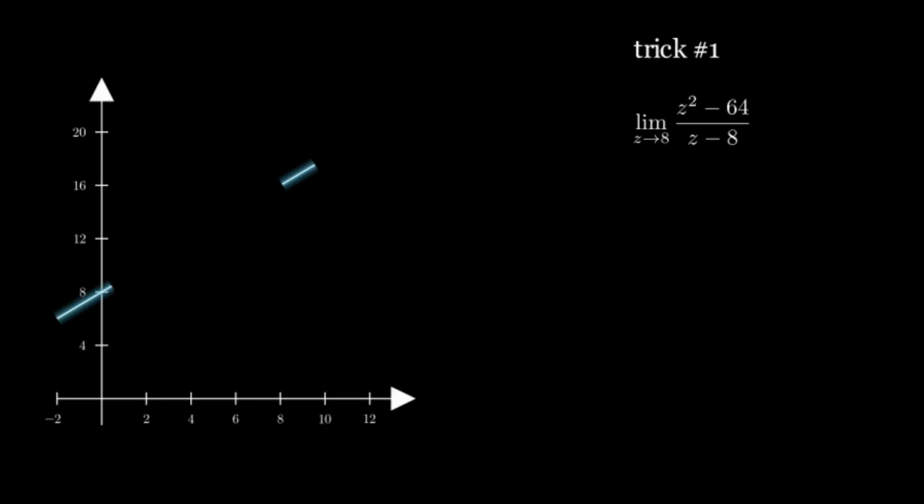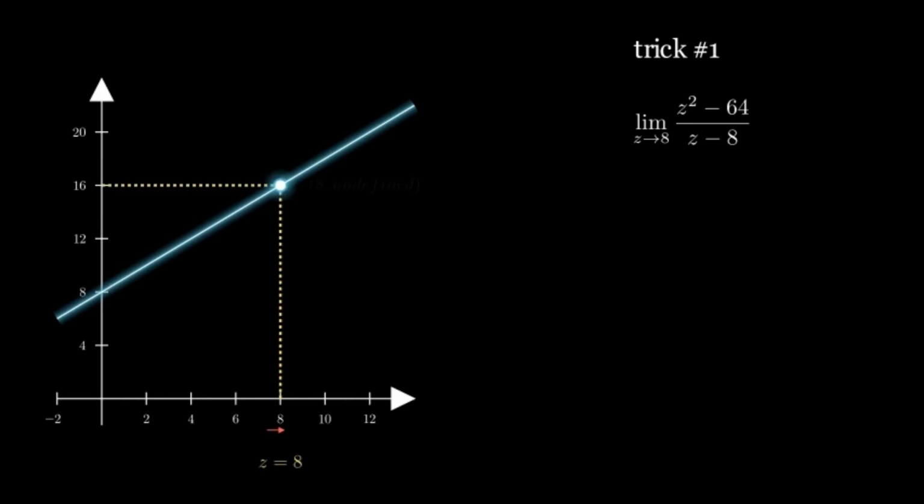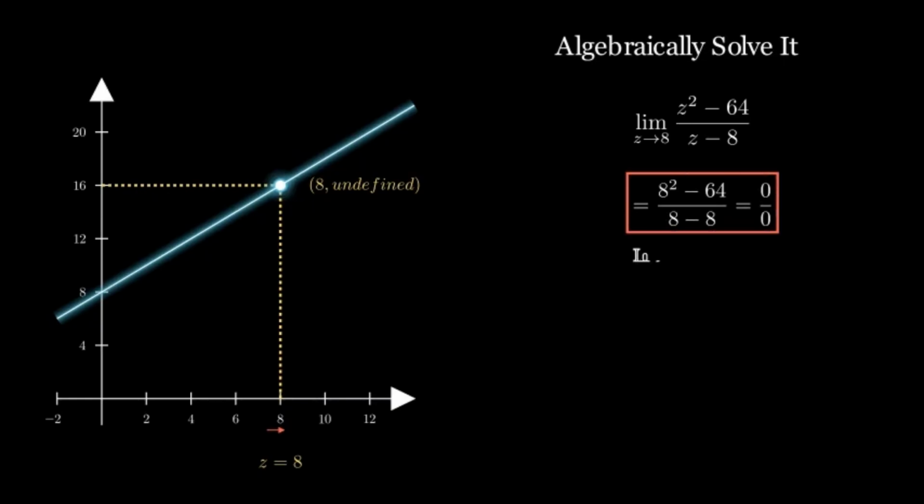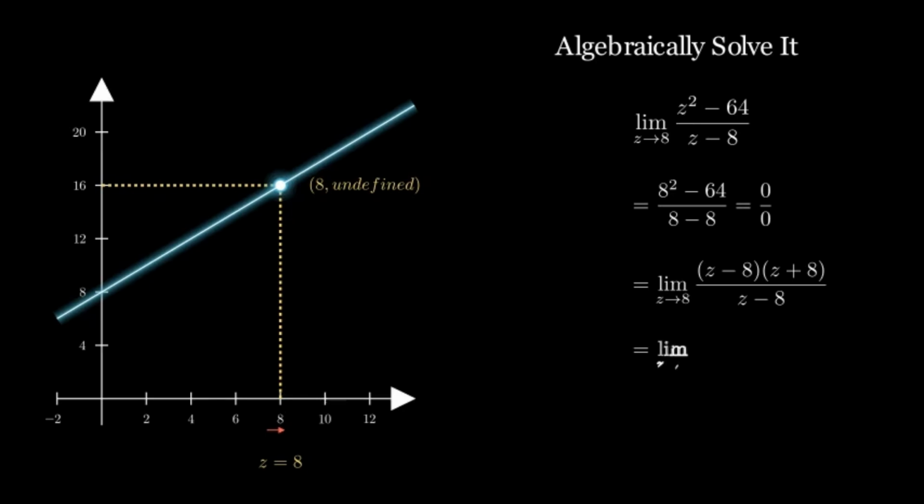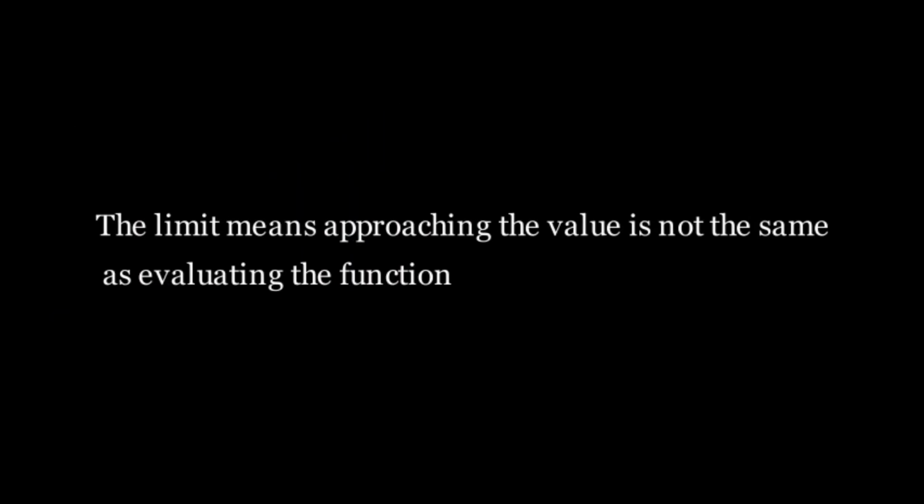I'll show you a classic limit trick here. Let's graph the function, and as z approaches 8, as you can see, we see that it approaches 16. But when you evaluate the function there, you get undefined. And if you algebraically solve this by plugging in z equals 8, we get 0 over 0, which is called indeterminate form. So to solve this, we have to factor the numerator, cancel out the z minus 8, and you get 16 at the very end. This shows that the limit, which means approaching the value, is not the same as evaluating the function.